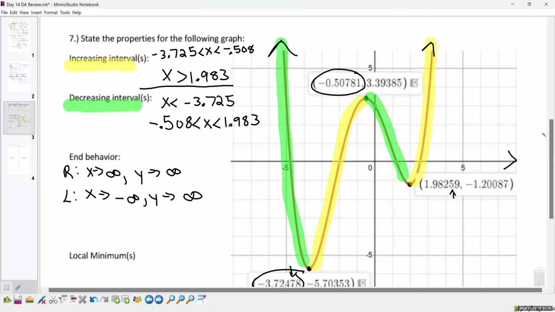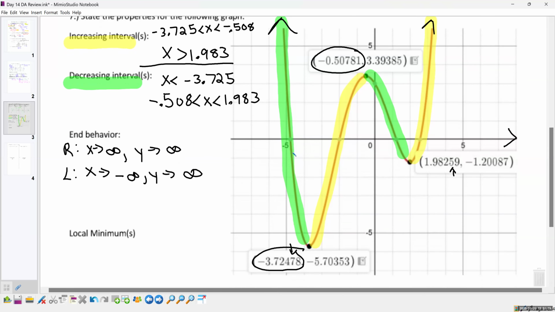Local minimums, I've got 2 local minimum values, and I'm only going to write down the y values. My local minimums are -0.5. Whoops, I put it in the wrong spot. -5.704, which is this guy. And then here's the other one. And I have a local maximum at 3.394, because after that, the 3 is an 8.